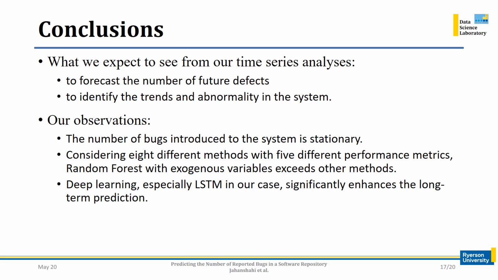The number of bugs reported to Bugzilla for Mozilla Firefox does not have a unit root, and therefore it is stationary. First, we checked whether it is stationary or not, and we saw that it is stationary. Furthermore, no specific trend has been observed in the dataset. It means that we don't have such a specific seasonality in the dataset that we have in some other time series prediction. Using a neural network, especially here, we use LSTM.